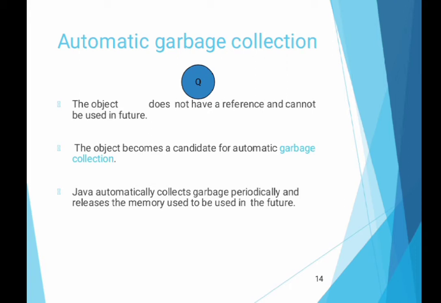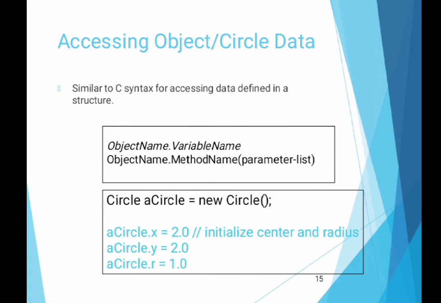As Q does not have any references and cannot be used in the future, the object becomes a candidate for automatic garbage collection. So Java automatically collects all the garbage periodically and releases the memory which was allocated to them. This is one of the main features in Java.